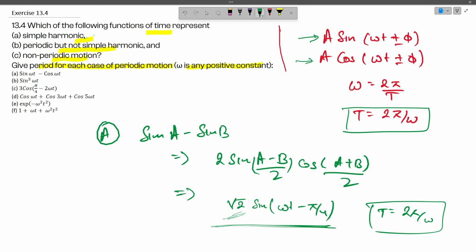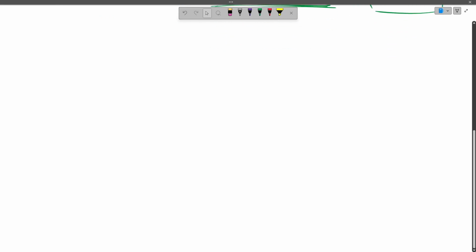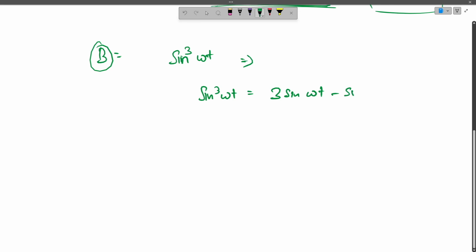So the a part of this question is simple harmonic motion, and its time period is 2 pi by omega. Now moving forward to the b section of this question. B says that it is sine cube omega t. Now we can use a trigonometric identity to transform this into linear form. So sine cube omega t can be written as (3 sin omega t minus sin 3 omega t) divided by 4.